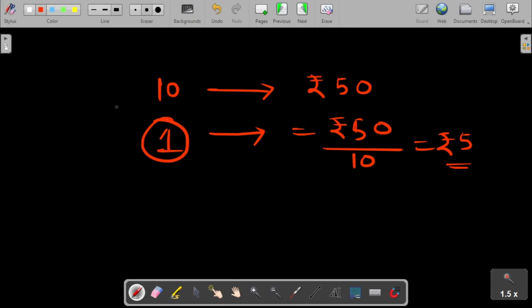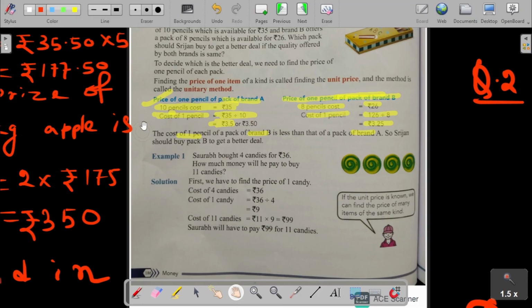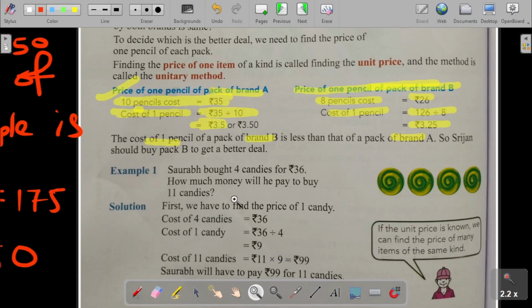Okay. So here 10 chocolate price is given. We are finding for 1 unit, means the price of one chocolate. That's why this method is called unitary method. Okay, here one more example is given. Try to understand this example also.